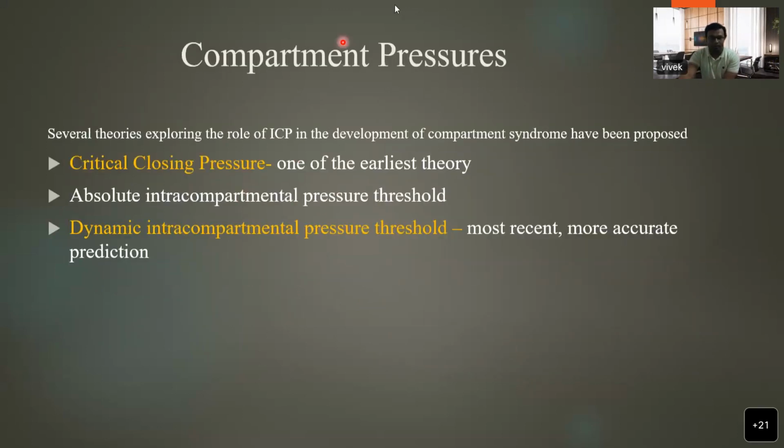So, several theories are defined to explain the compartment pressures. Of these, critical closing pressure is one of the earliest theories. The other is the absolute intracompartmental pressure threshold, and the third is the dynamic intracompartmental pressure threshold, which is the most recent and most accurate in predicting compartment syndrome.